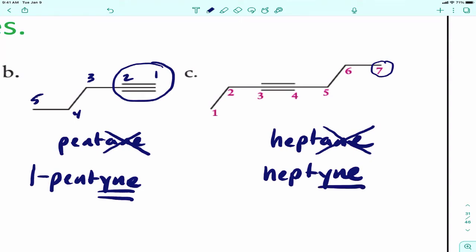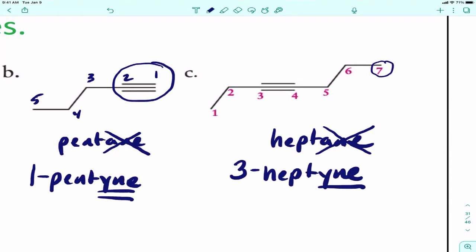Now, with the numbering given to us, the carbon triple bond is between carbons 3 and 4. We have to give the location of the first carbon, which would be carbon 3. So this would be 3-heptyne. Now this is actually the first time that we've come across an internal alkyne in a problem like this.